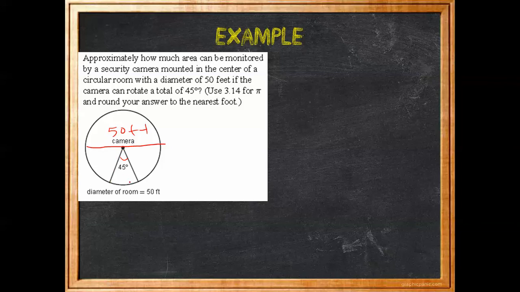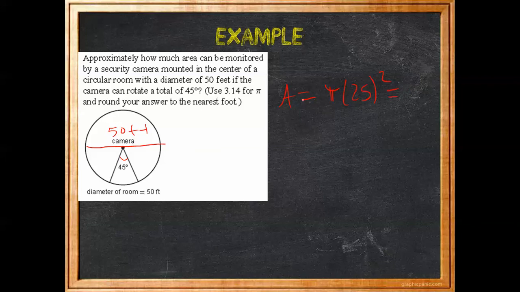All right, and so the first thing that we want to do is find the area of the whole circle. If the diameter is 50 feet, then we know that the radius is 25 feet. So we have pi 25 squared. So we're going to take 25 times 25, and that's going to give us 625.